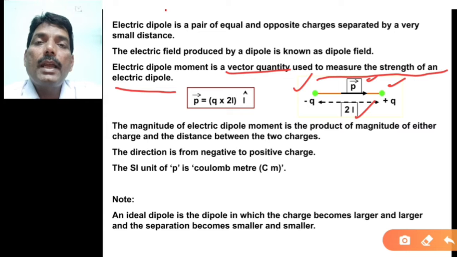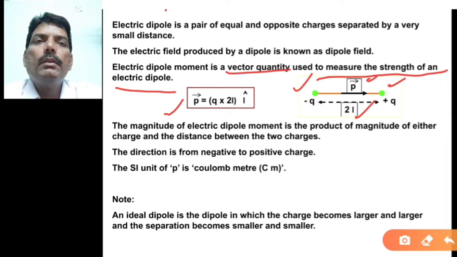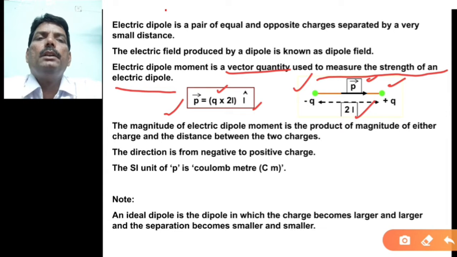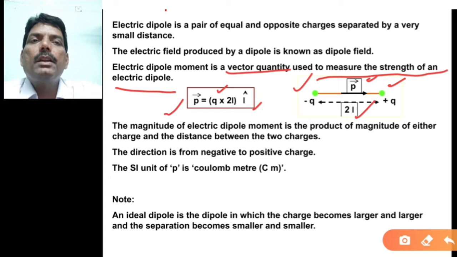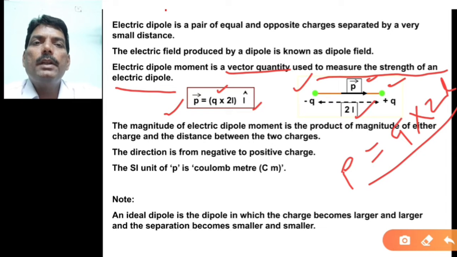That means, what is the strength of an electric dipole? If you want to decide that, it will be decided by the electric dipole moment, and it is given by vector p is equal to the magnitude of either of the charges q into twice L into i cap. This is the electric dipole moment in vector form, or in magnitude you can write p is equal to q into twice L. This is the magnitude of the dipole moment.